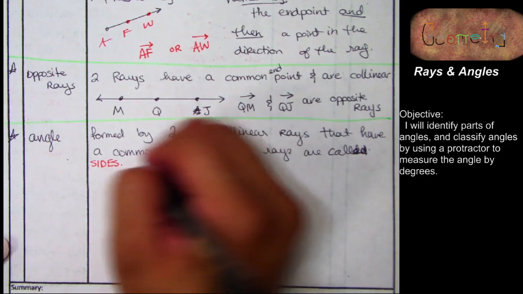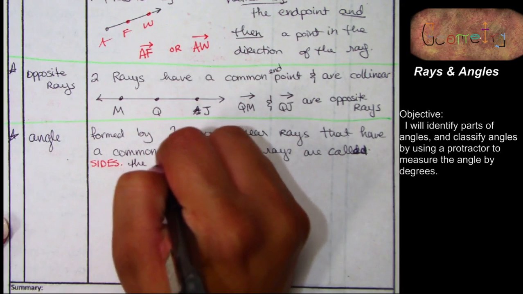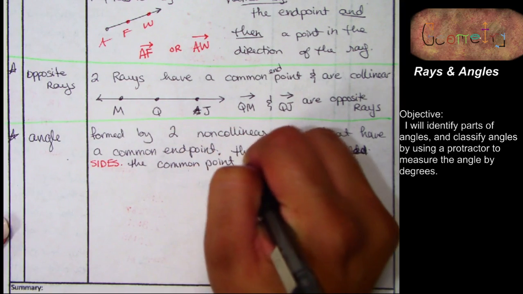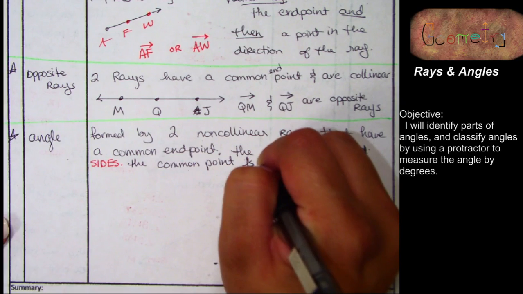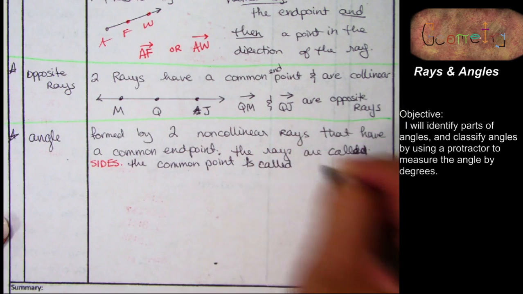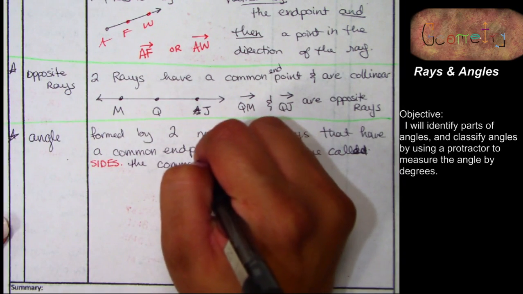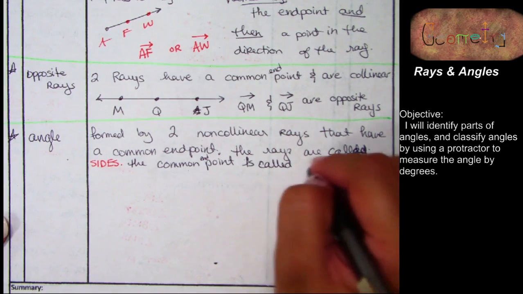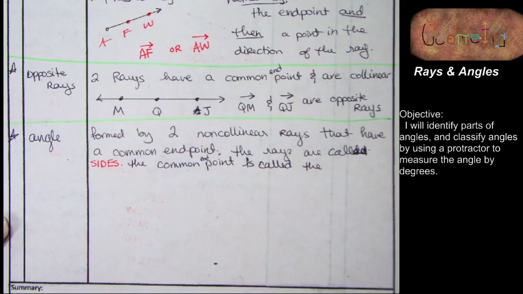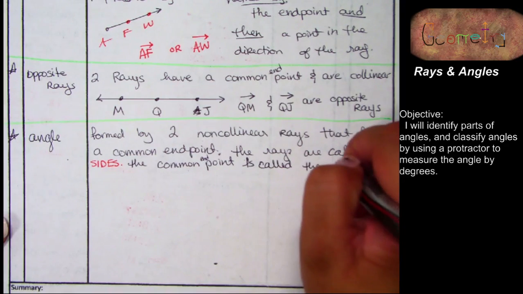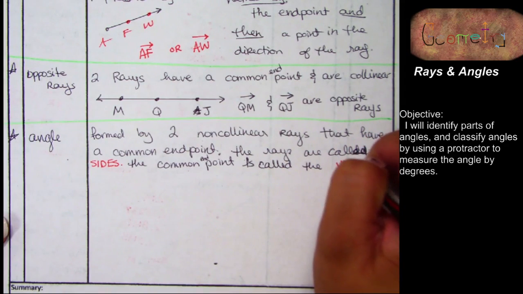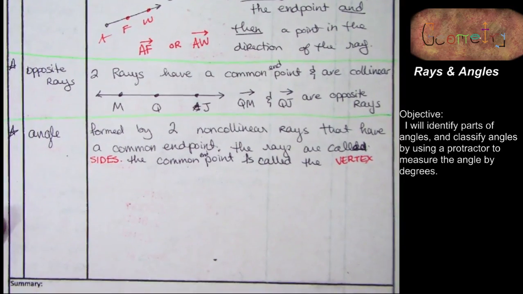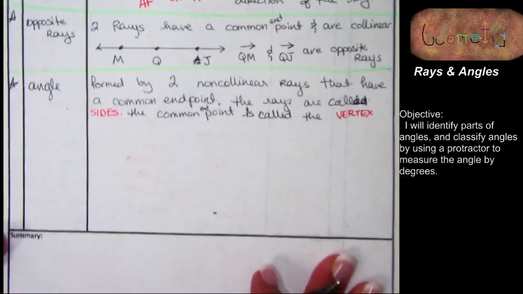Okay. That common endpoint has a special name, and it is called... Did you put point again? I did. The endpoint is called... You are on game today, sir. Thank you. It's called the vertex. The common endpoint. Common point.